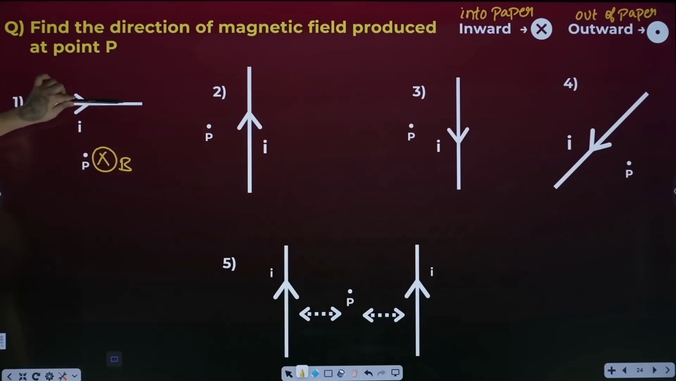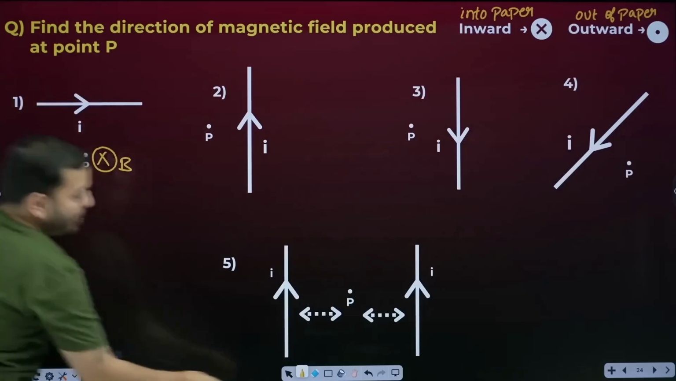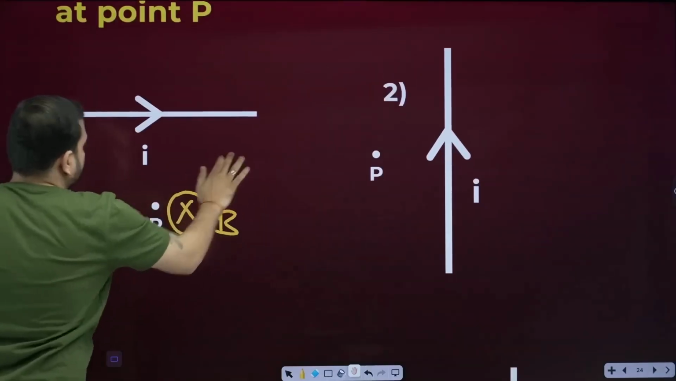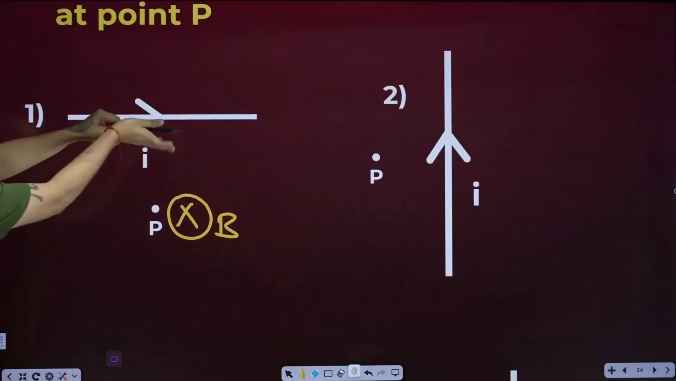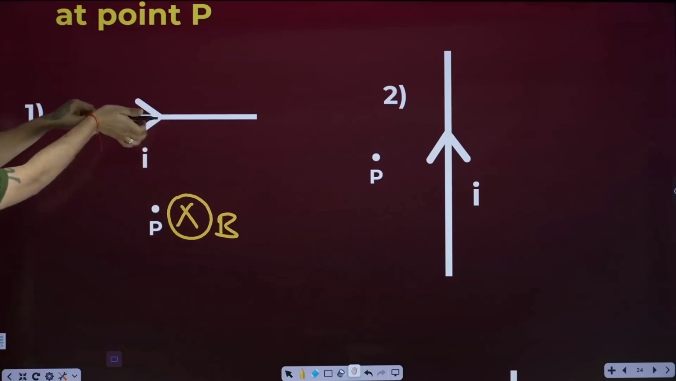Carefully, don't take tension. Look at this wire. Which way is the current going? I held the wire with my right hand. Where should the thumb be? In the direction of current. Put it in. Okay. I held this. Where is the thumb? In the direction of current. Now curl the fingers.